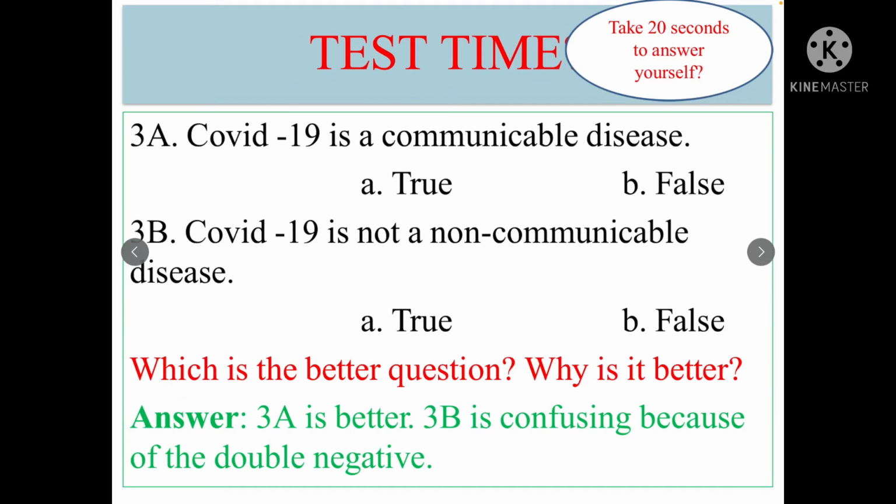Okay friends, the answer is 3A is better. Why? Because 3B is confusing because of its double negative. Here, not is used and non is also used. So this is a double negative sentence. We should avoid double negative sentences, as we have already discussed in our parameters or rules presentation. Double negatives should be avoided. Okay friends, I hope you understood the lessons. If not, go through the lesson again. Thank you very much.